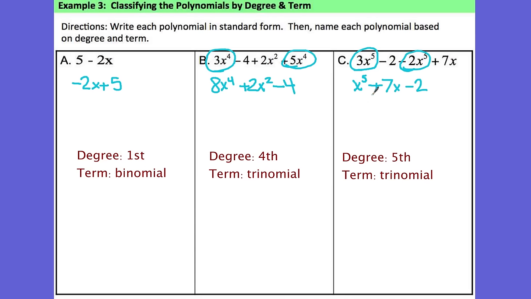In example C, we have 2 like terms of x to the 5th. So 3x to the 5th minus 2x to the 5th is 1x to the 5th. And then we have a 7x and a negative 2, so that becomes plus 7x minus 2. So its highest degree is a 5th degree, and it is a trinomial because in standard form, it started off as a polynomial, but excuse me, it reduces to a trinomial. So we classify it as its lowest form because there are only 3 terms in the standard form.